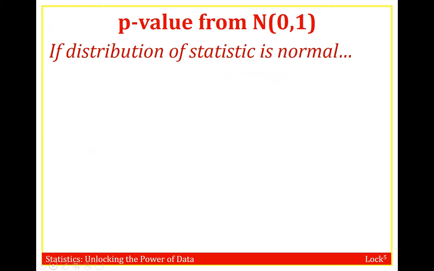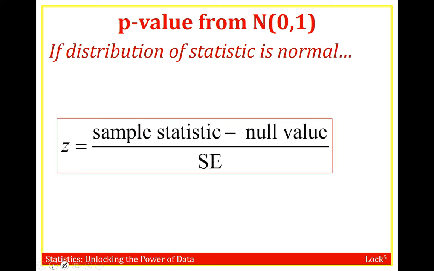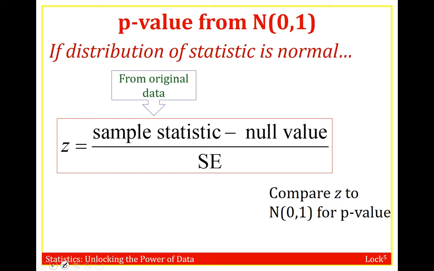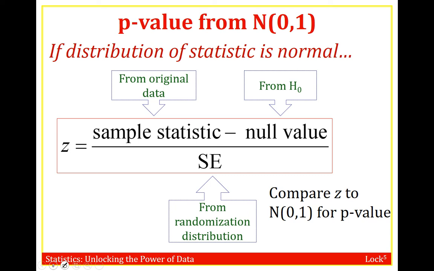So p-value, distribution. If the distribution of the statistic is normal, then the z is the sample statistic minus the null value, divided by the standard error. We compare it to z, so we standardize it. We take the sample statistic from the original data. We take the null from the H of O, and remember, the null is always nothing going on. And we take the standard error from the distribution. We have to have that standard error given to us right now.